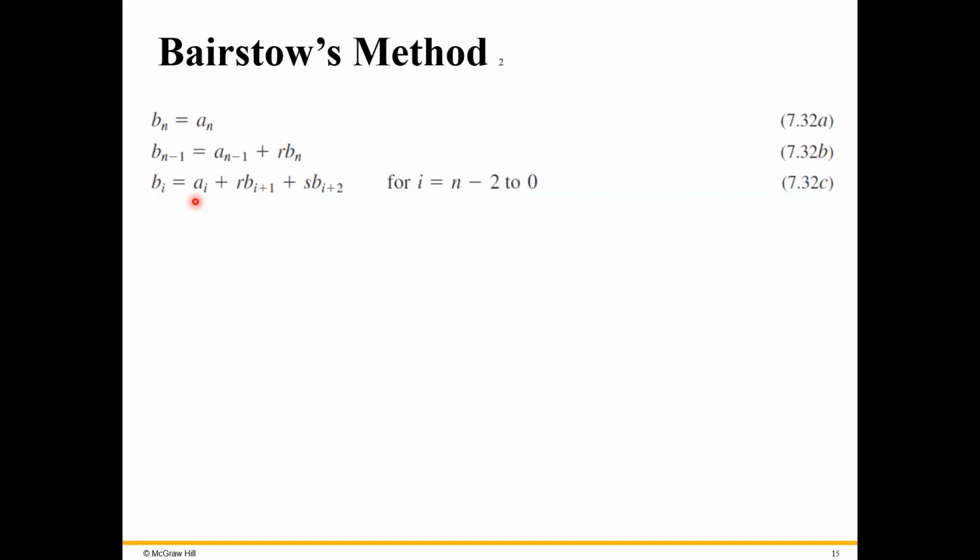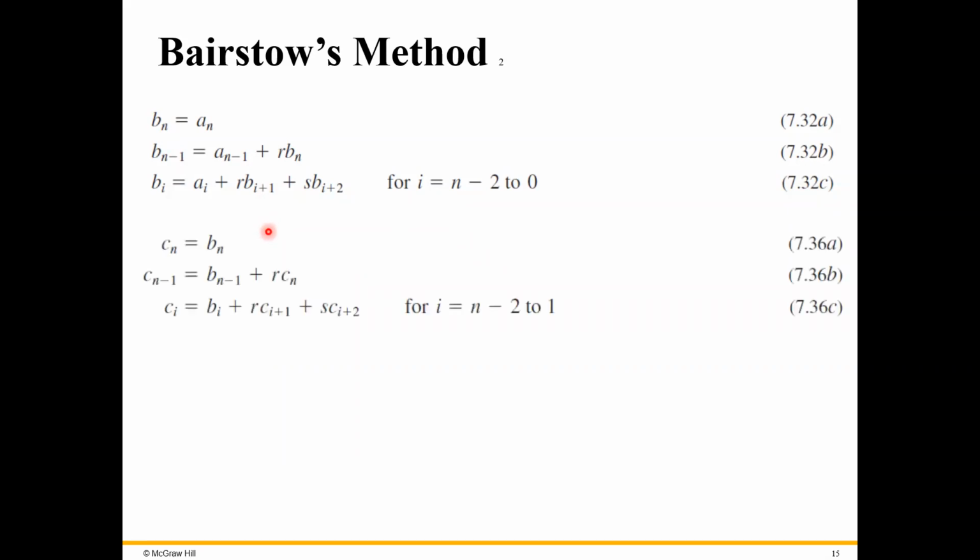So b3 is equal to a3, plus r times b4, plus s times b5, where b4 and b5 are these previous terms over here, in case when we take n equal to 5. In this way, systematically, we find the values of these coefficients b.